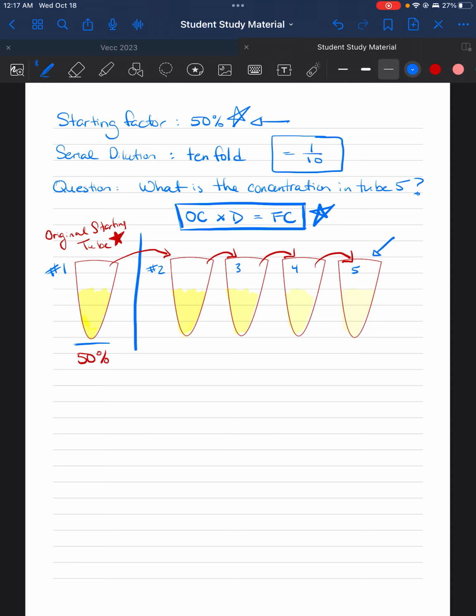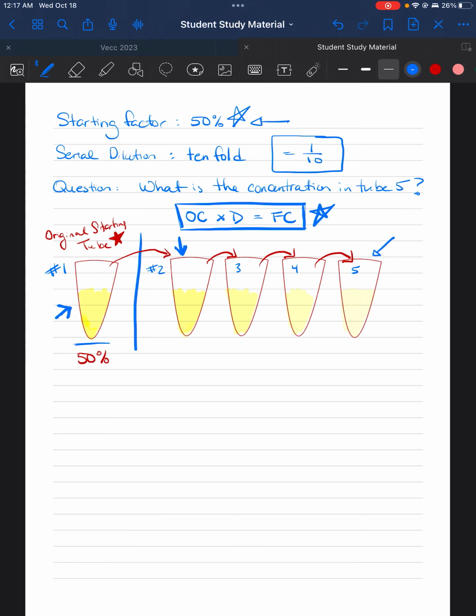Now, remembering when we're doing a serial dilution, we're going to use the concentration from tube number 1, take part of that and dilute it 1 in 10 to make the solution right here in test tube number 2. When we do another dilution of 1 in 10, we're going to use the volume from number 2 and dilute it again into number 3, and so on and so forth. So we're only using our original tube number 1 for our very first dilution.